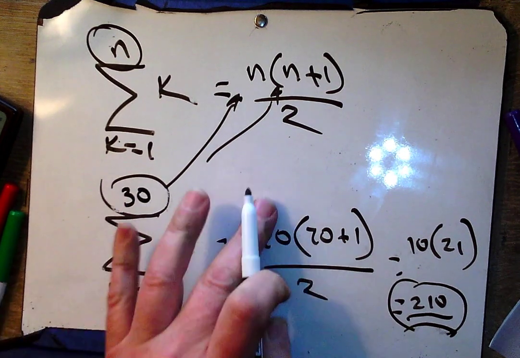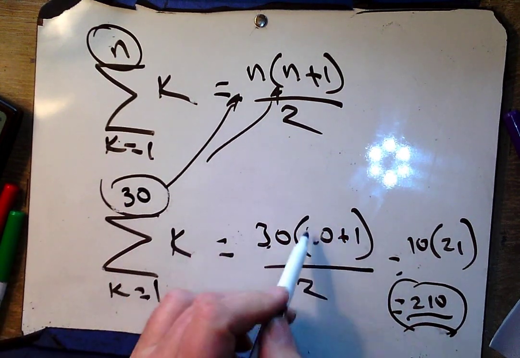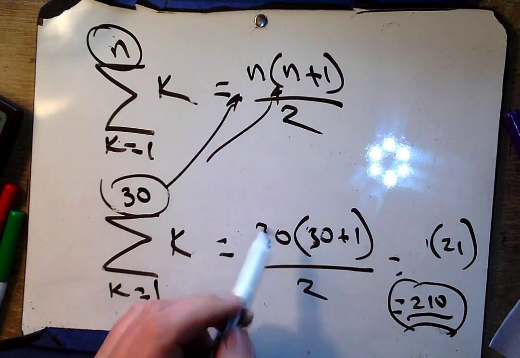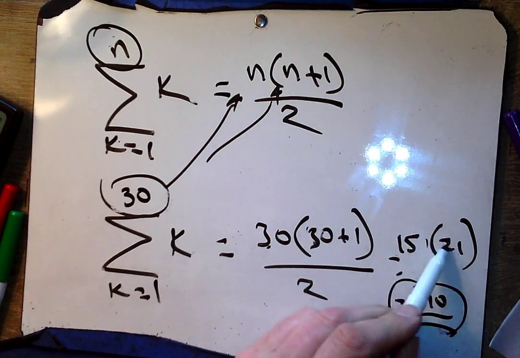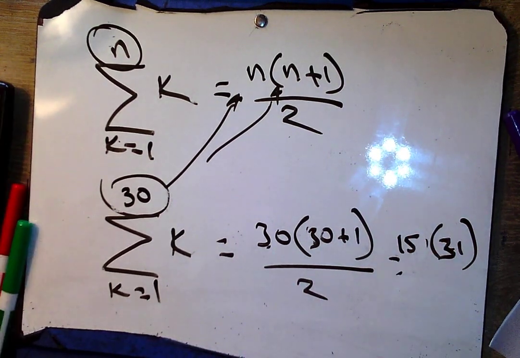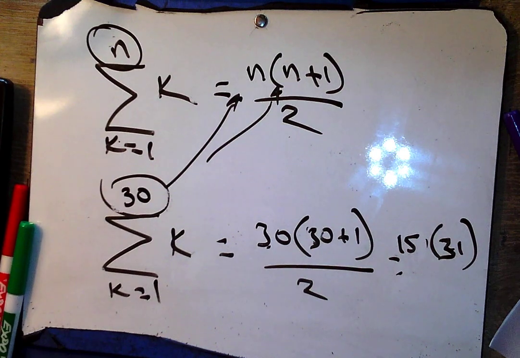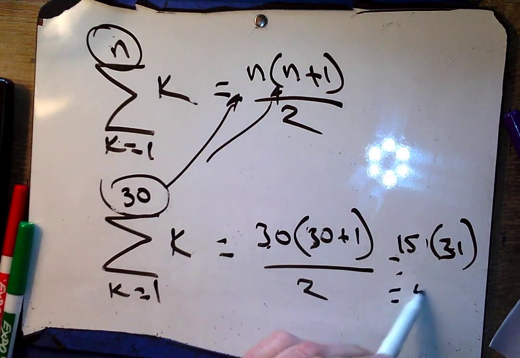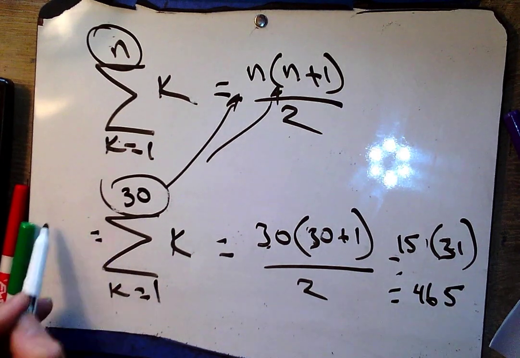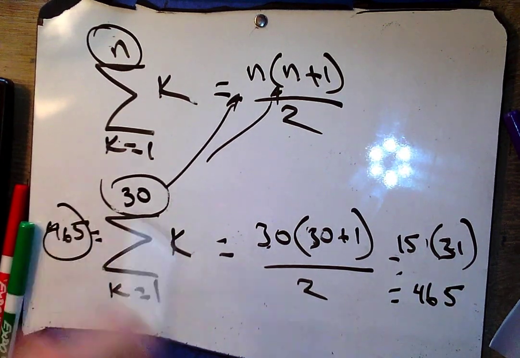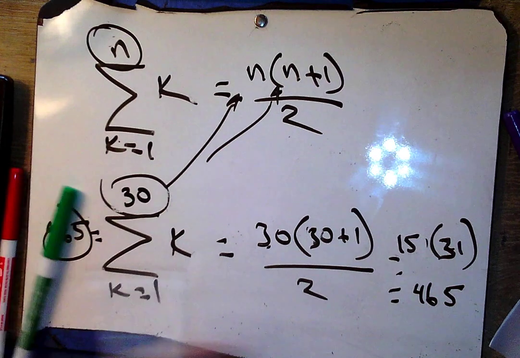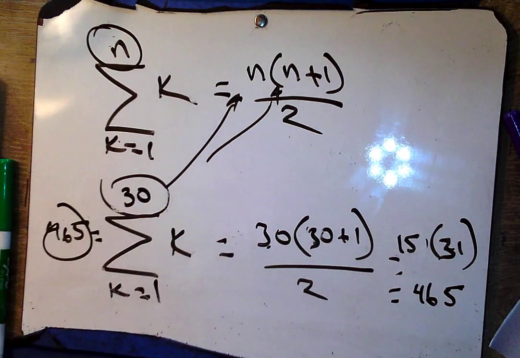And so if this is 30, well, I'm just going to plug in 30 for each of those n's. And so I'm going to have 15 times 31. 15 times 31, and I get 465. Well, that's cool. I mean, wow, okay, I can do that.